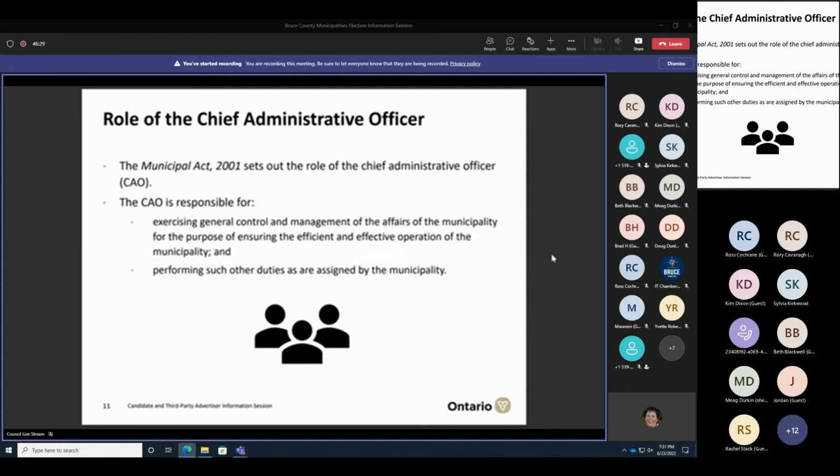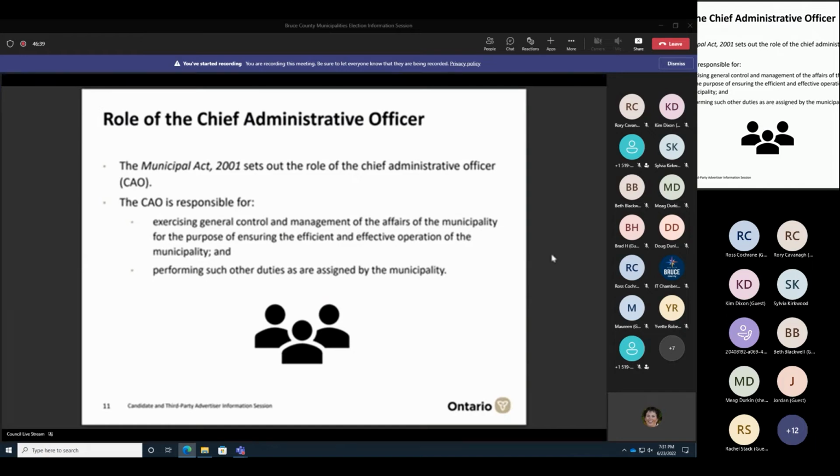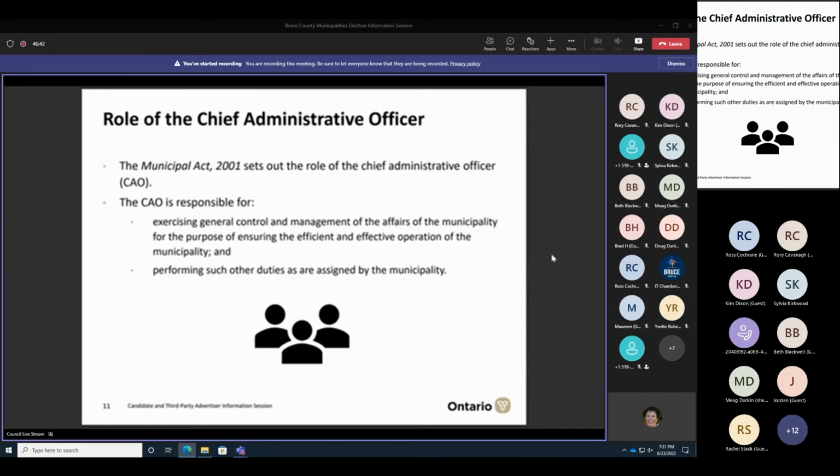The function of the Chief Administrative Officer within the municipality is akin to the role of a Chief Executive Officer in a business environment. The CAO is responsible for the general control and management of the day-to-day operations of the municipality, which may include developing and implementing appropriate internal administration practices and procedures to ensure the efficient, effective, and accountable operation of the municipality. So to help understand the role of the CAO in the municipality, picture an hourglass.